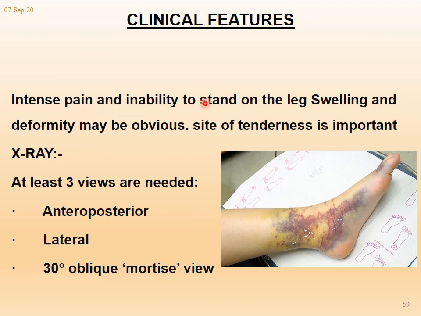Clinically, intense pain, inability to stand on the leg, swelling and deformity may be obvious. The site of tenderness is important. If we palpate the ankle and it is tender on the medial side, we suspect medial malleolus fracture, and if tenderness is on the lateral side, we suspect the lateral malleolus fracture. At least three views are needed for assessment: anterior, posterior, lateral, and 30-degree oblique mortise view.